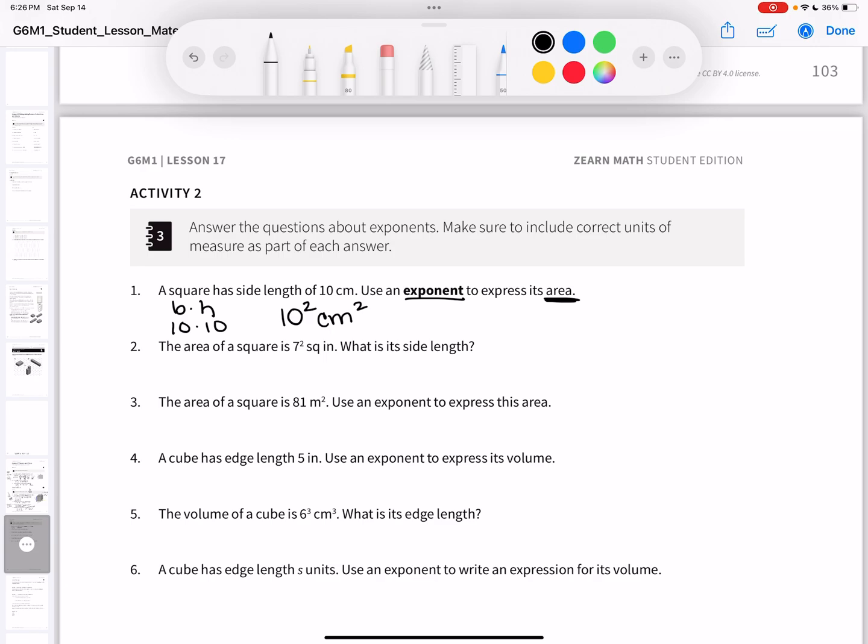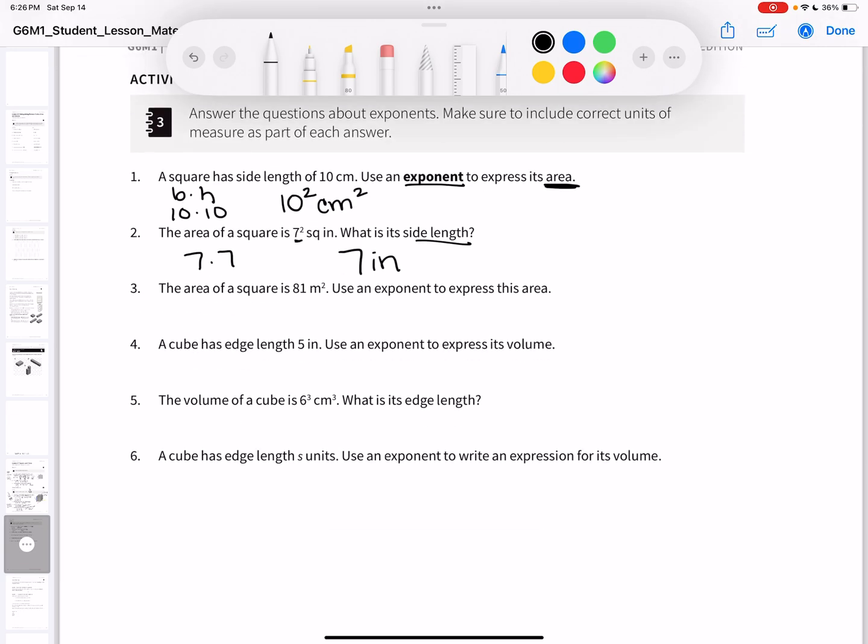The area of a square is 7 squared square inches. What's its side length? Well, to get 7 to the power of 2, we do 7 times 7. So its side length would be 7 inches.